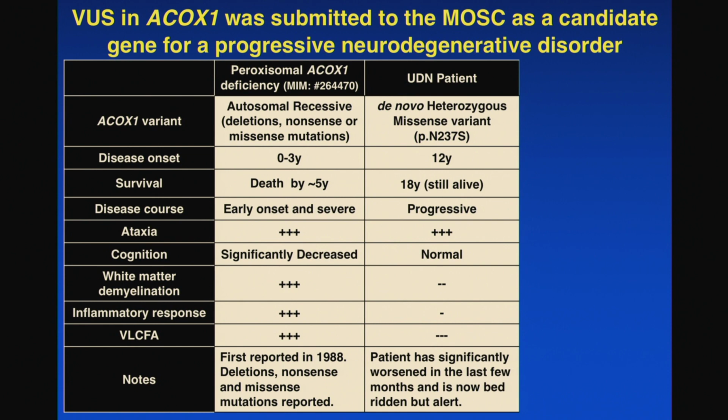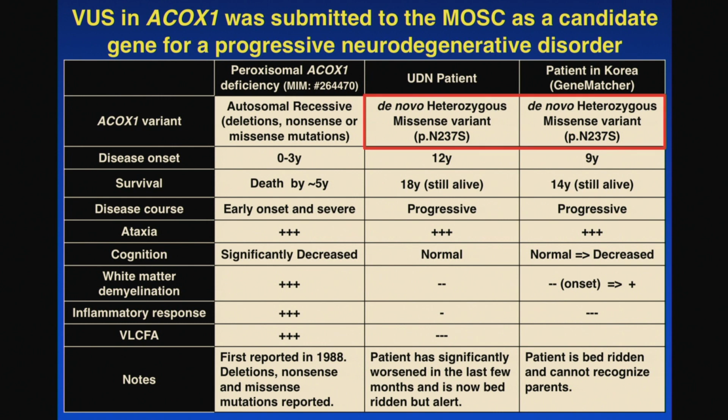But this kid was diagnosed at 12, was perfectly healthy till then. And obviously, this suggested that maybe this could be a gain-of-function mutation and very different from the loss-of-function mutation. Through GeneMatcher, we made a connection with a patient with the same identical mutation in Korea. And that girl was diagnosed when she was 9 and also is now quadriplegic.